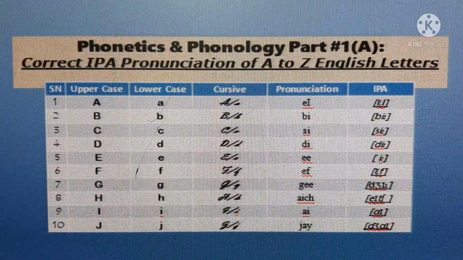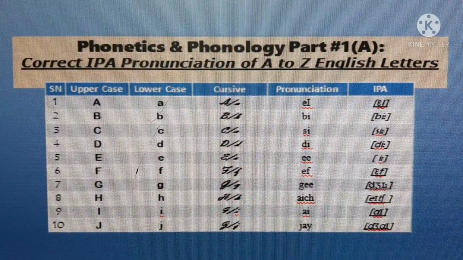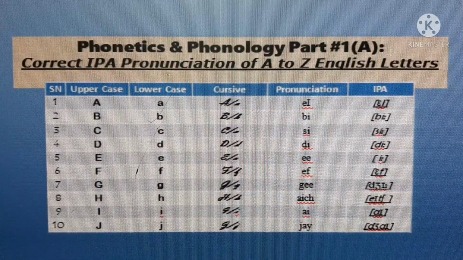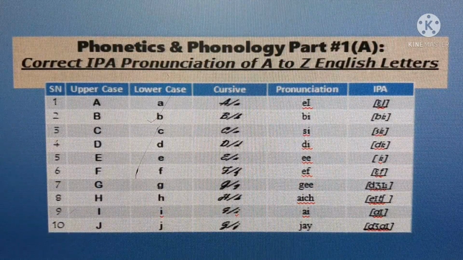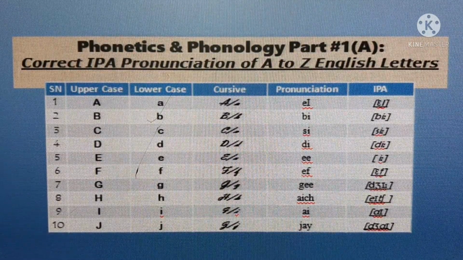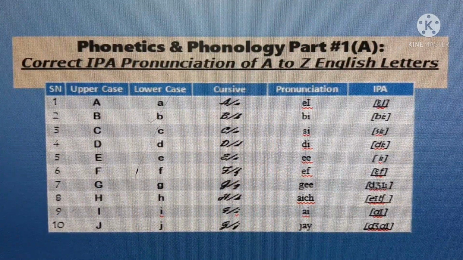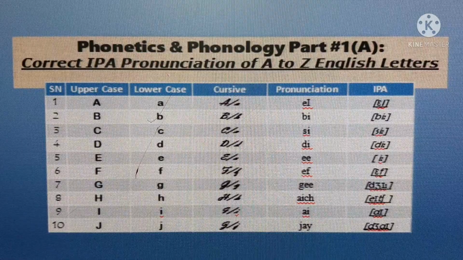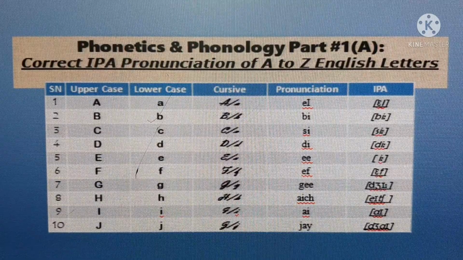A, as in able. B, as in big. C. D, as in deep. E, as in eat. F, as in FCFS. G.